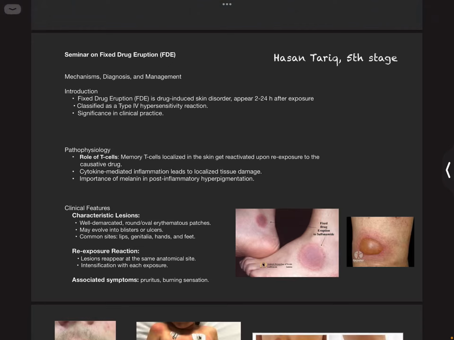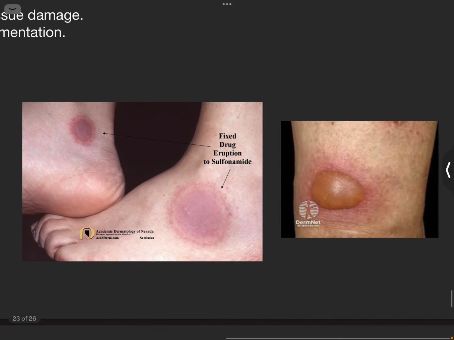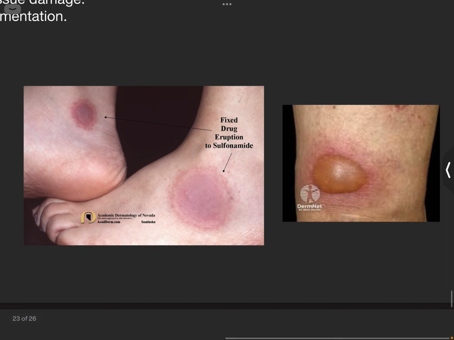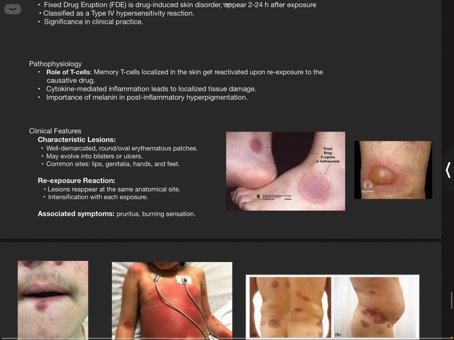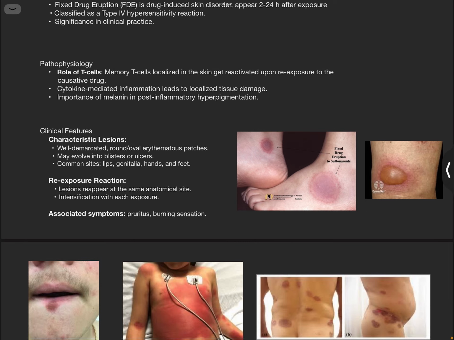Related to clinical features, the characteristic lesion of fixed drug eruption is a well-demarcated, round or oval erythematous patch, and it may evolve into a blister or ulcer, as we see here. The common sites are lips, genitalia, hands, and feet.